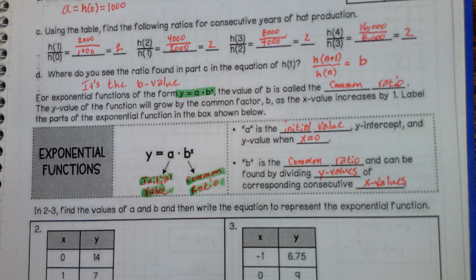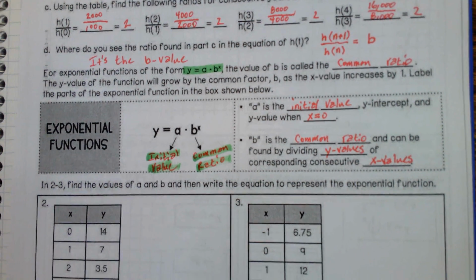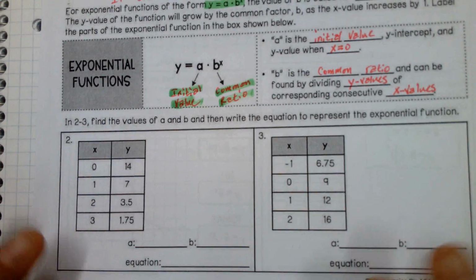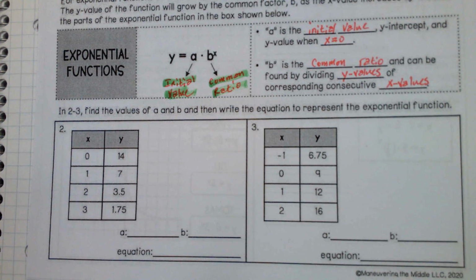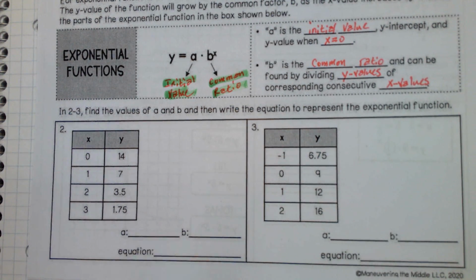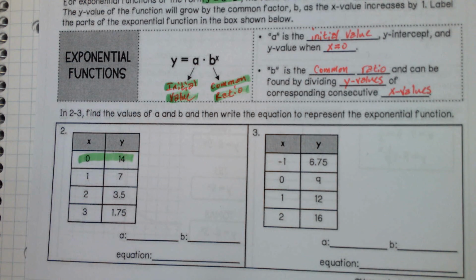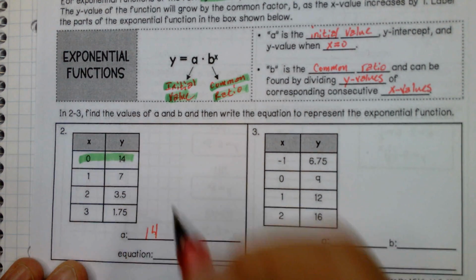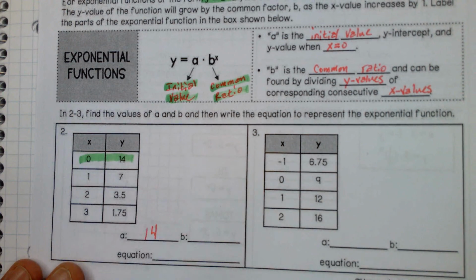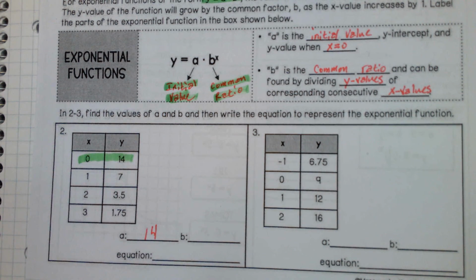Okay, so for 2 and 3, we're going to find the values of A and B, and then write the equation to represent this exponential function. All right? So let's see how easy this is. Starting with, how do we find the A value? Look at 0. It's going to be 14. Look at the y value when x is 0.